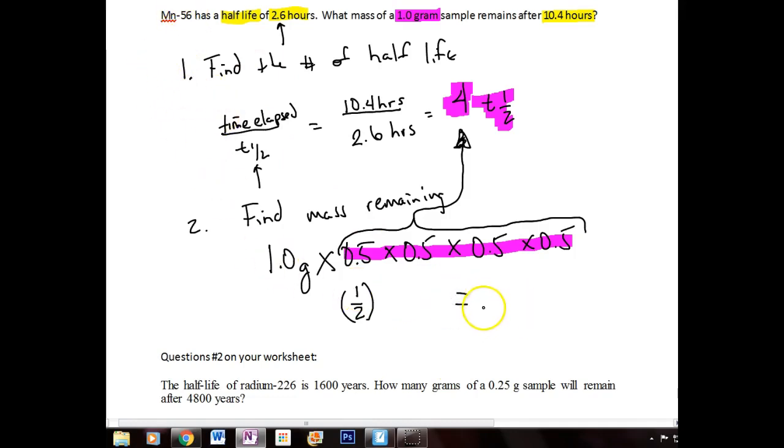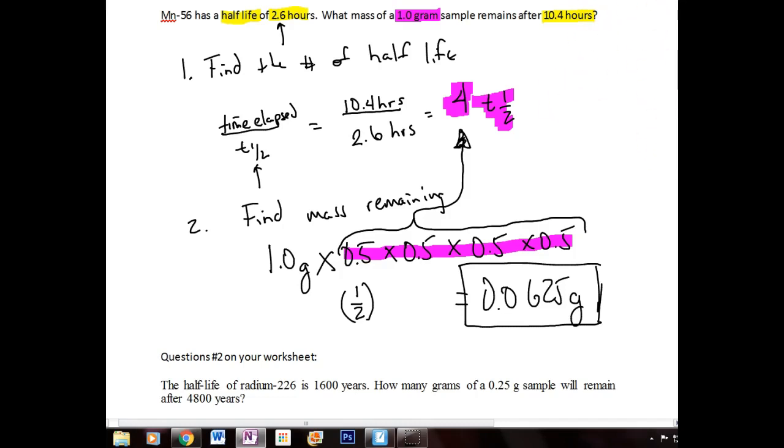And so the answer that I get is 0.0625 grams. And that's my final. That's how much of this 1 gram sample remains after we cut 1 gram in half, and then in half again, and then in half again, and then in half again, 4 times. Okay? So that's an example.